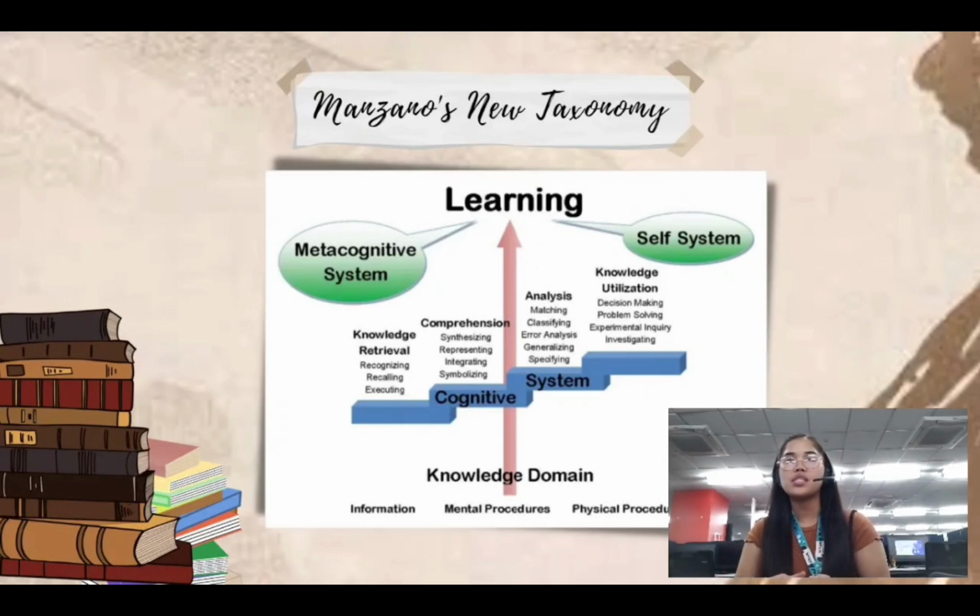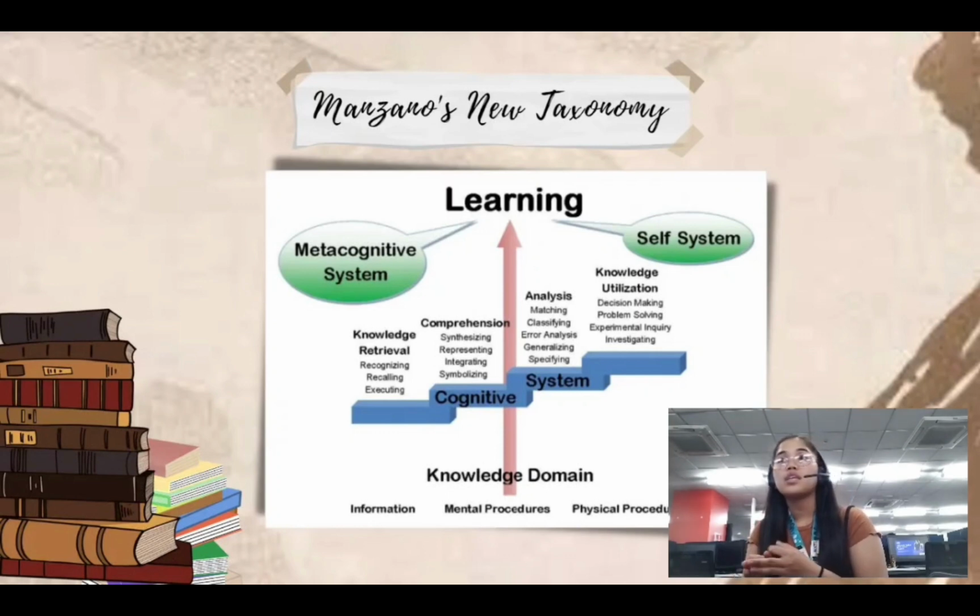So, Marzano states that knowledge is a critical factor in thinking. Without sufficient information about the subject being learned, the other systems have very little to work with and are unable to engineer the learning processes successfully. So, knowledge is the fuel that powers the thinking process. Marzano identifies three categories of knowledge. So, what are they? They are information, mental procedures, and physical procedures.